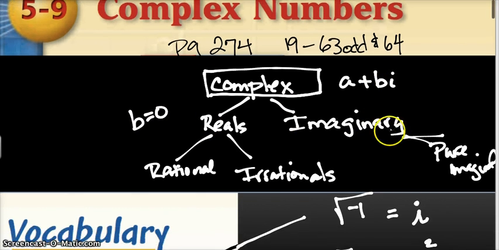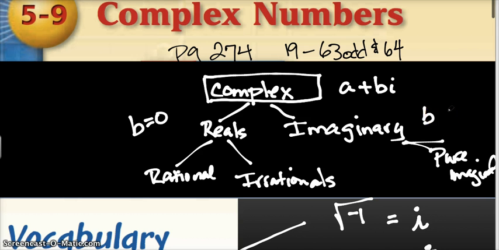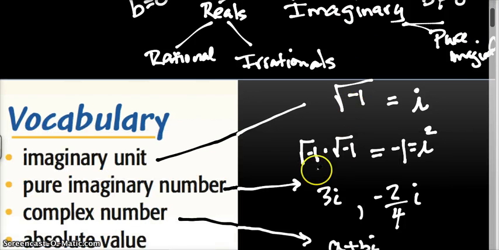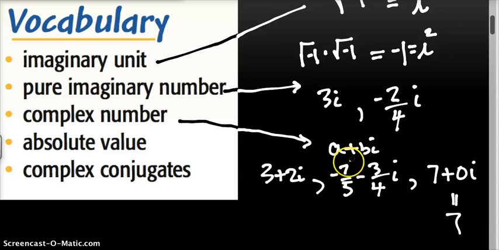When I'm dealing with imaginary numbers, the b value cannot be 0, meaning I've got to have some imaginary part to it in order to call it imaginary. In order for it to be real, the imaginary part has to be dead in a sense, so I've got to put a 0 there. So all numbers are complex, and I can write any number in this complex form, a plus bi, a plus a complex value.